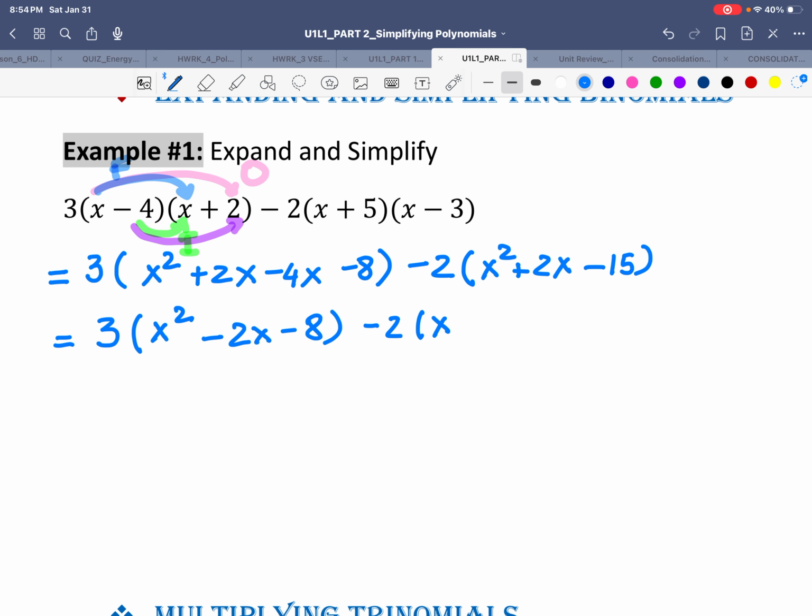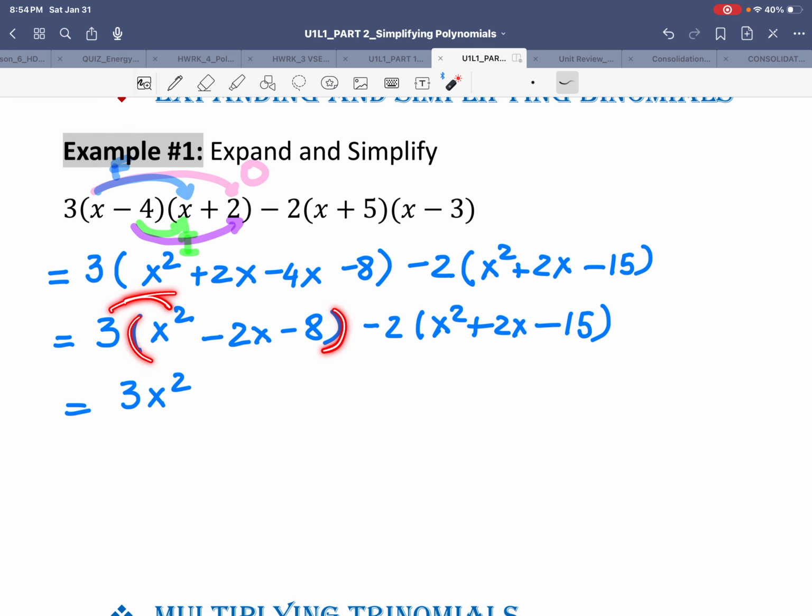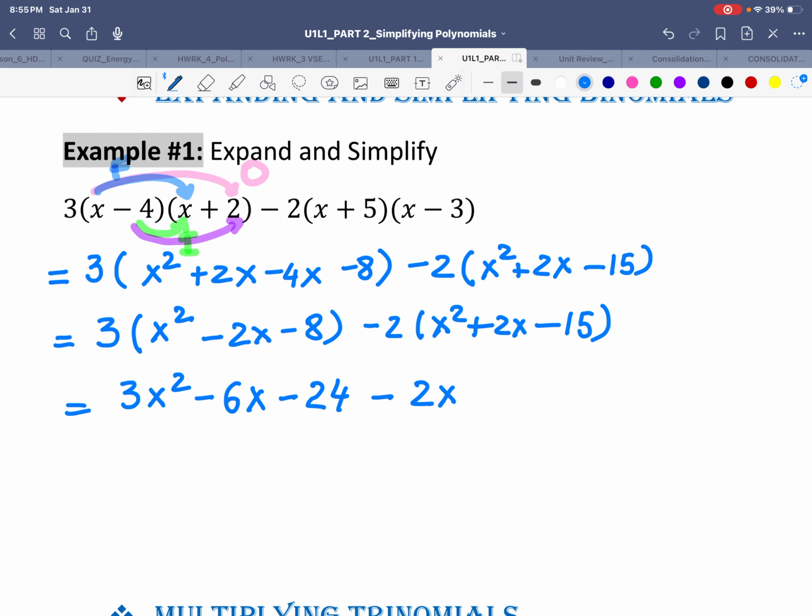And next, what we're going to do is multiply by the monomial. So 3 times x squared. Now remember that every term inside the brackets will be multiplied by 3, and that's why 3 is sitting here and not exactly here. It's a very common mistake, easy mistake to make, but we shouldn't. And we have 3 times negative 2x, minus 6x, 3 times negative 8, negative 24, and then minus 2x squared.